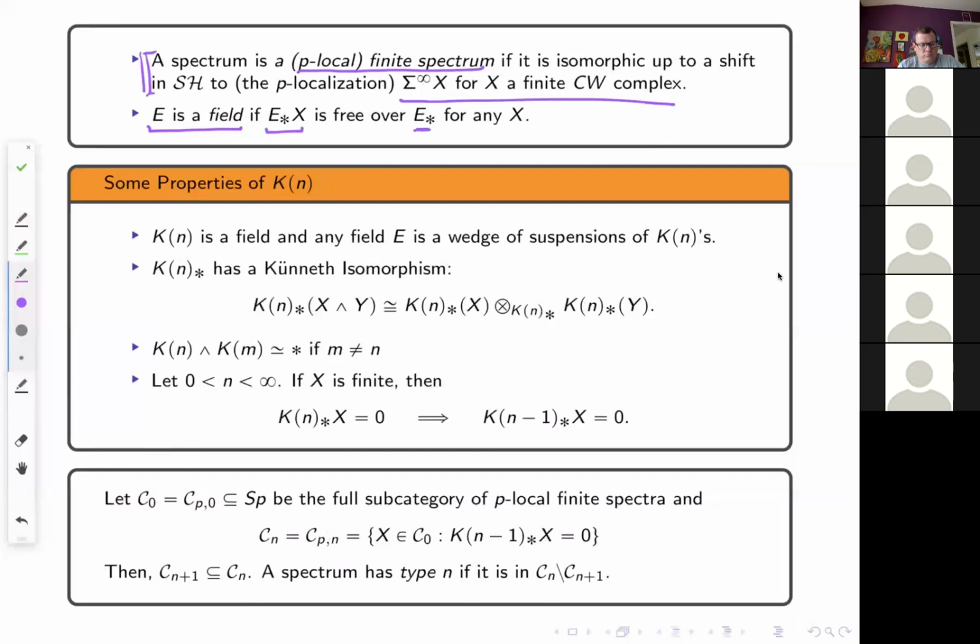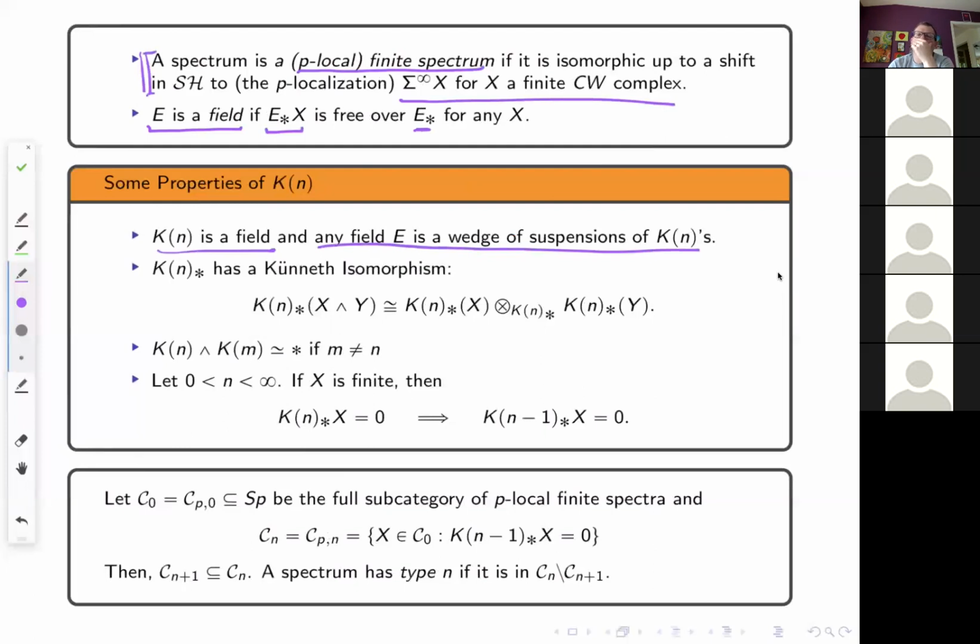So, all right, so K(n) is a field. Okay, so that's one of its properties, and in fact, it's the prime field. They're like the basic fields. Any field E is a wedge of suspensions of the K(n)s. Okay, so if you thought fields were confusing, well, be deconfused, because they're just wedges of suspensions of the K(n)s. Okay, so you can imagine all the fields in your head right now, if you can imagine K(n).